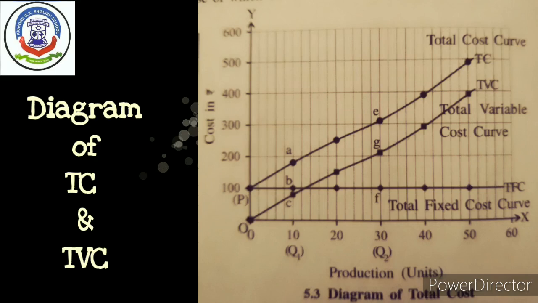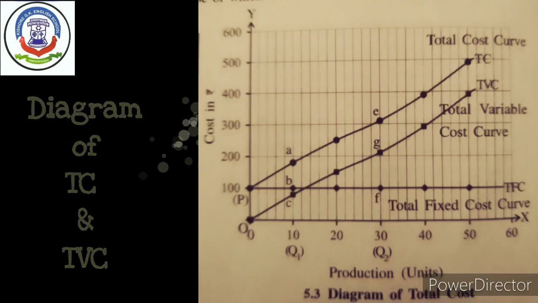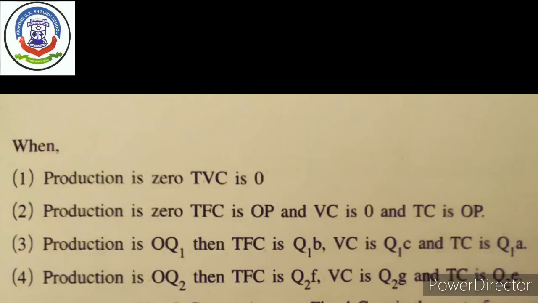Due to this, the total variable cost curve moves upward from left-hand side to right-hand side, and the total cost curve is above and parallel to the total variable cost curve. In this diagram, when production is zero, total variable cost is zero. When production is zero, total fixed cost is OP, variable cost is zero, and total cost is OP.